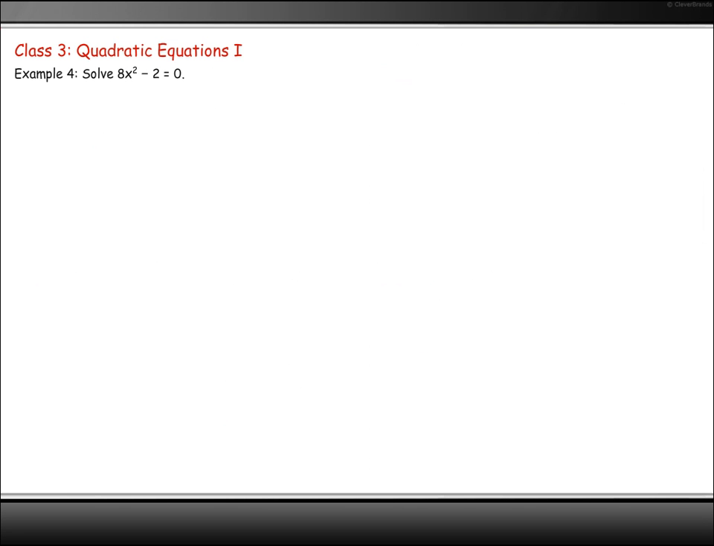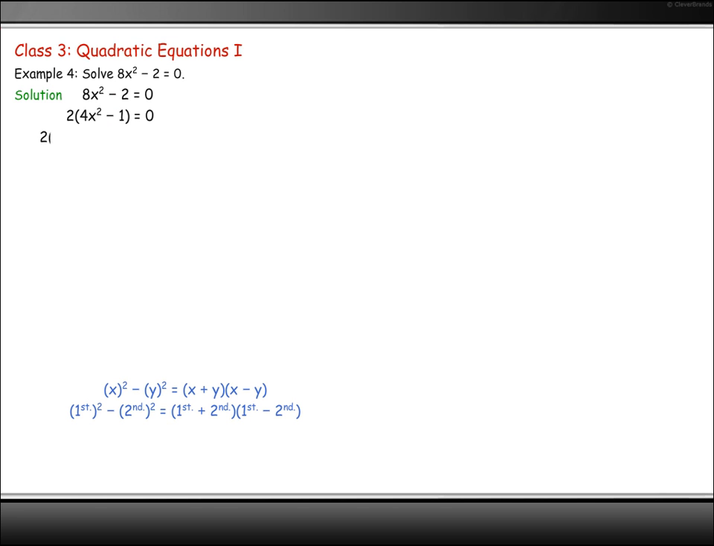Example 4. Solve 8x squared minus 2 is equal to 0. Factorize by taking out the number 2 in common. What is left behind in the bracket is the difference of two squares. Write each term in the bracket as a square. Now apply the formula for the difference of two squares, giving factors of 2x plus 1 times 2x minus 1.